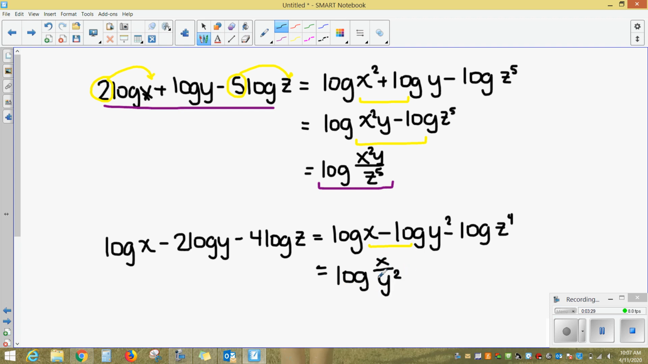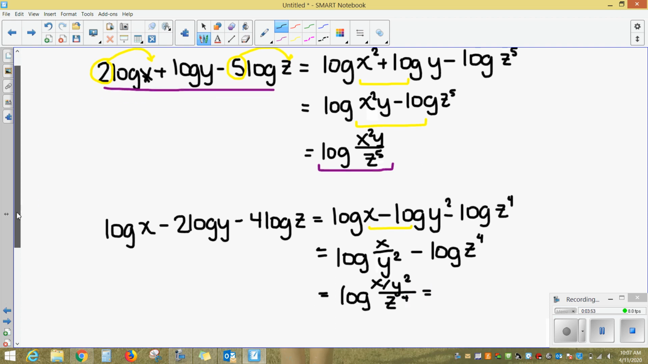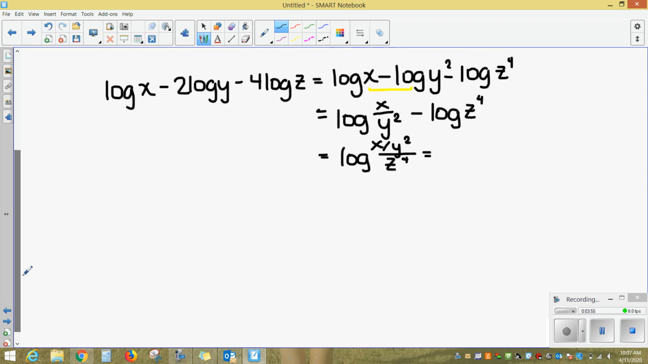Notice in this step the word log only shows up 1 time. It's not the quotient of the logs, it's the log of the quotient. So now I still have a minus sign, which means I'm going to divide these 2 things. I have x over y squared all over z to the 4th. But if you leave it that way on your paper, you're not going to get full credit because complex fractions aren't an okay way to leave things.